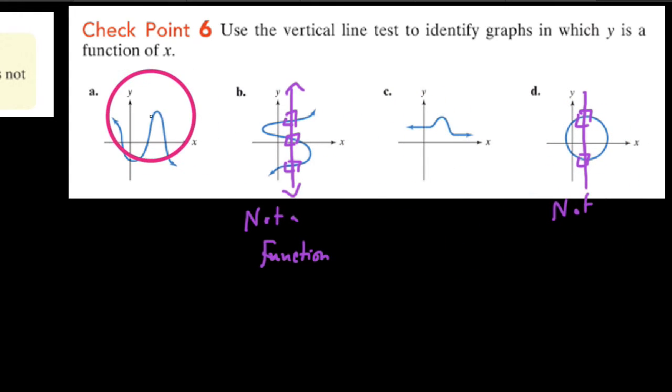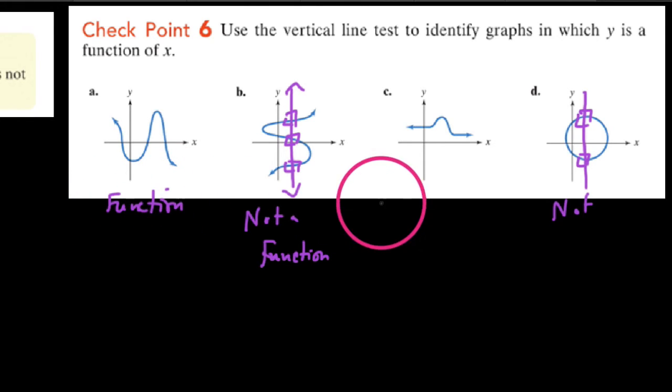So for the sake of simplicity, I'm just going to go ahead and say that A and C are functions without drawing the vertical lines. It's not necessary to draw all the vertical lines. If you can just tell me, hey, it's one-to-one, every x value goes to one output, and then also it passes the vertical line test.